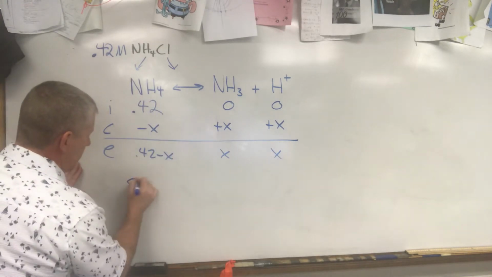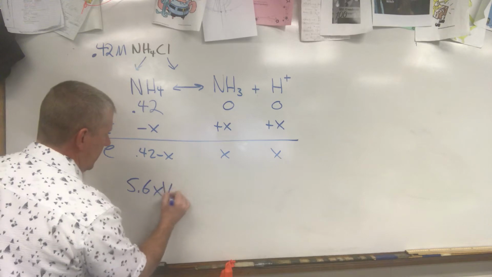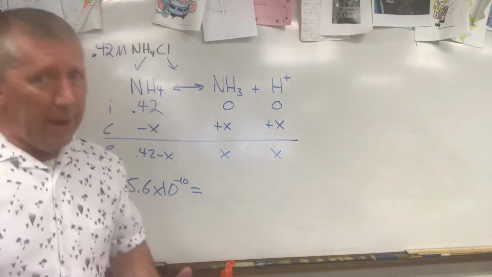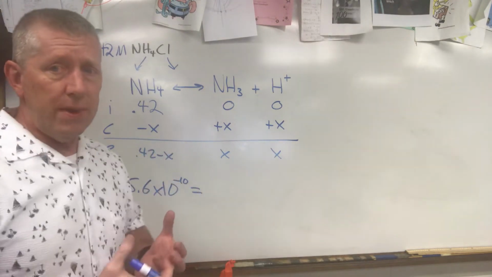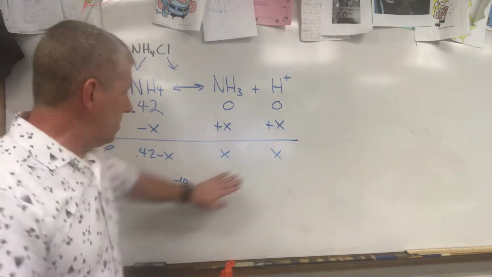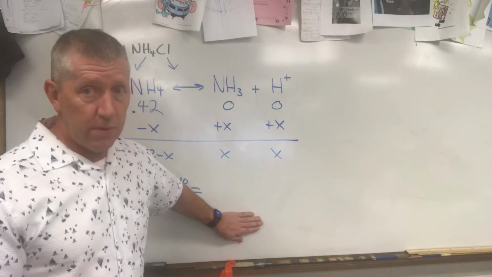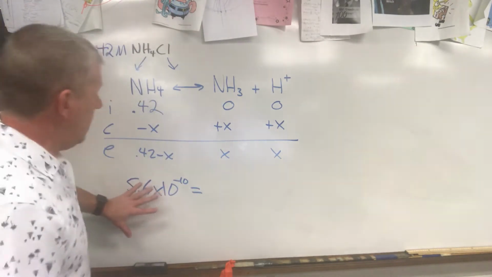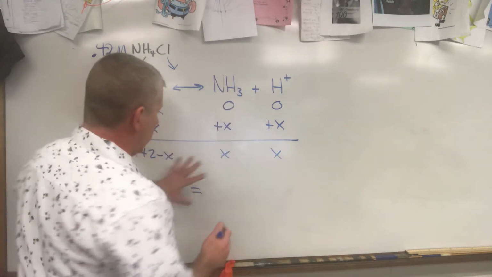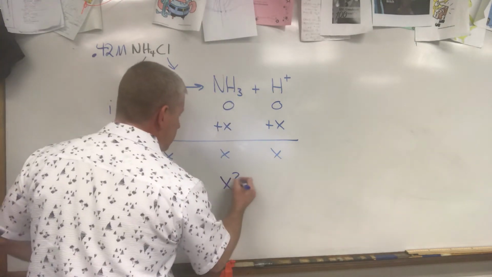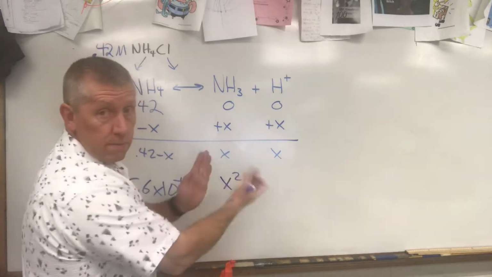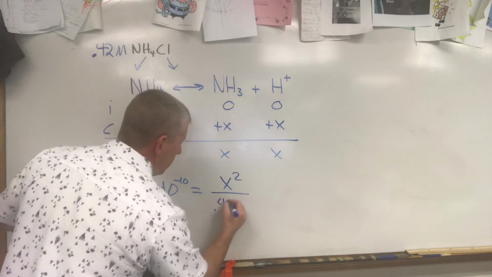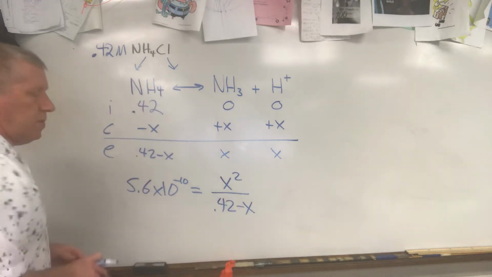So 5.6 times 10 to the negative 10th. And I'm assuming at this point that we've done so many of these K calculations that we remember that K equals products over reactants, okay? So that's the K value for the acid. And these are my products, which are X and X. So I'm just going to put that in as X squared, products multiplied, over the reactants, 0.42 minus X. And that X is going to be so small, we're going to get rid of it.